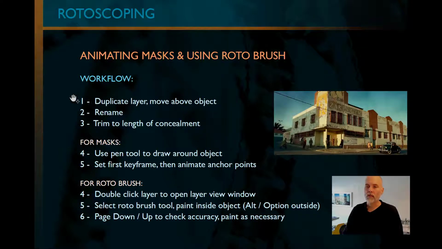So in After Effects, the main workflow for me is to take that original footage layer, duplicate it, move it above the object that we're compositing, and then rename it, and then mask it out, okay, to get our transparency. So let's do that.